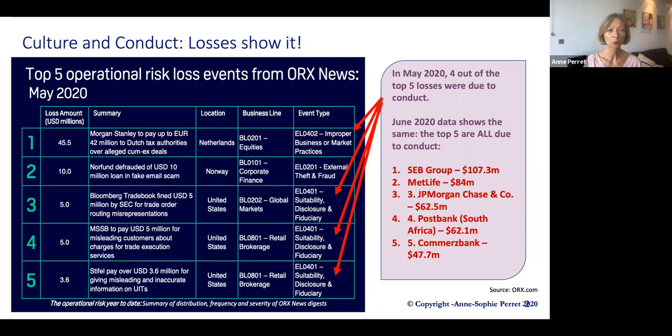So you can have a look at the top 5 operational risk loss events from ORX News. You can go onto their website, it's publicly available. What is interesting to understand here is that in May, 4 out of the 5 top losses were due to conduct, right? So if all companies were really focusing on culture and conduct, then why do we have so many of these losses, which are actually related fully to code of conduct and ethics and culture?